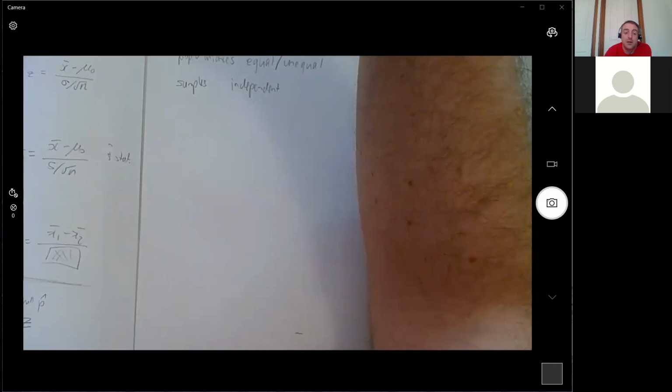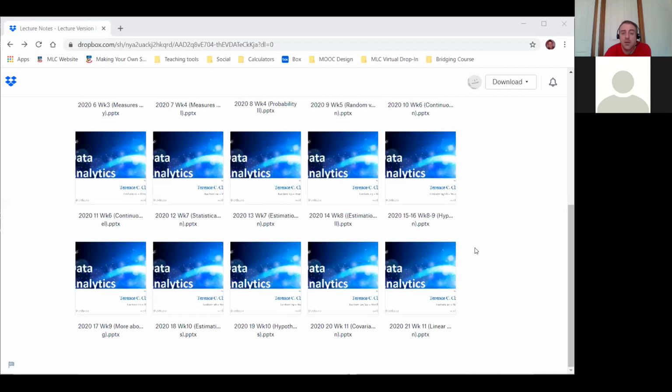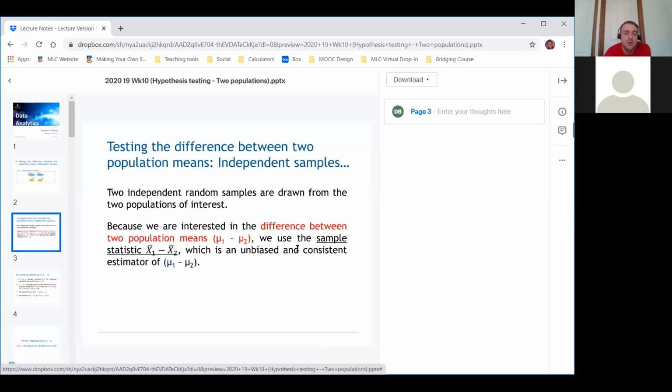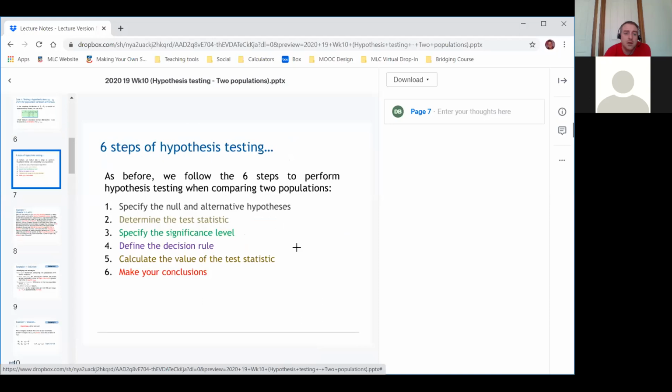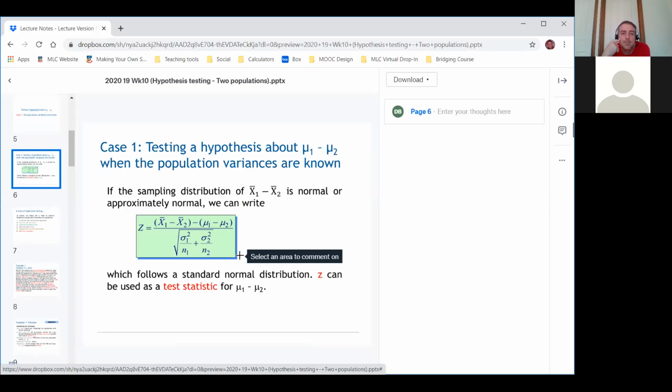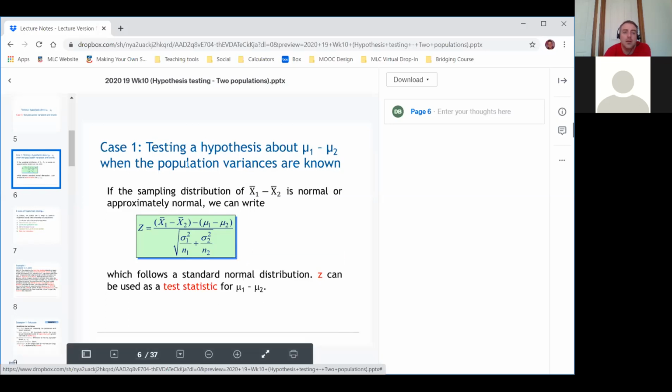And so I'd need to go looking in the notes to find that out. So let me have a look at the notes. One of the students very helpfully shared these notes with me, but unfortunately, they're not very easy to read. Oh, okay. So this one is population variance is known. All right.